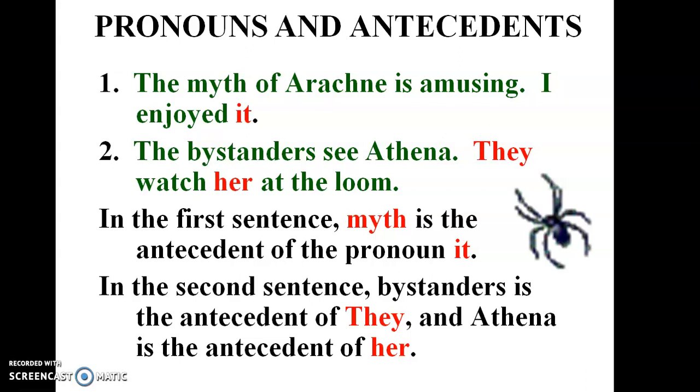In the first example: The myth of origin is amusing, yeah? I enjoy it. The bystanders see Arachne, they watch her at the loom. In the first sentence, myth is the antecedent of it, and in the second sentence, bystanders is the antecedent of they, and Arachne is the antecedent of her.